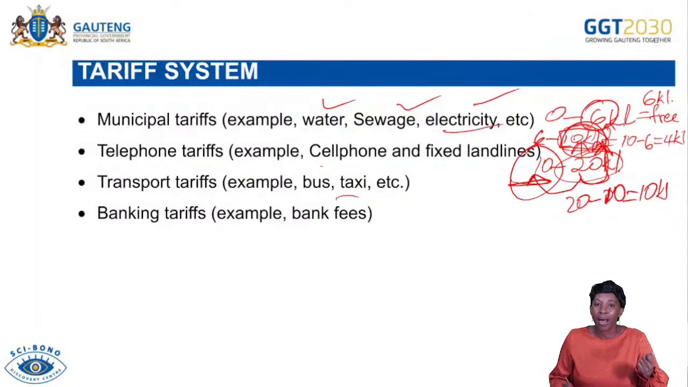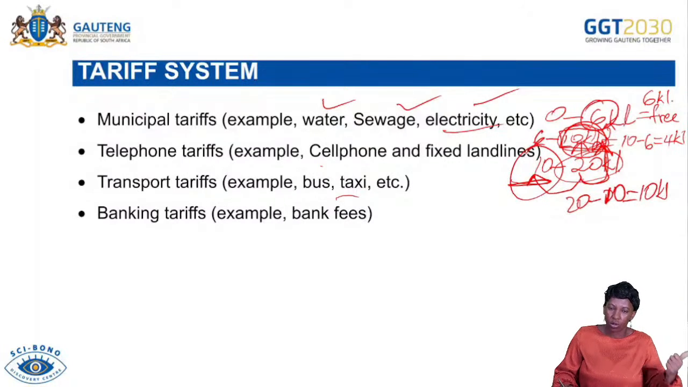If I buy a coupon for the bus, if I'm using a bus to go to work, it is cheaper because it covers a month, unlike me paying on a daily basis. So the amount that I'll be spending on a daily basis will be more than the amount that I'll be spending if I buy a coupon. And then again, it depends on the distance. If I use Uber, then they will tell me per kilometer, this is what they're charging.